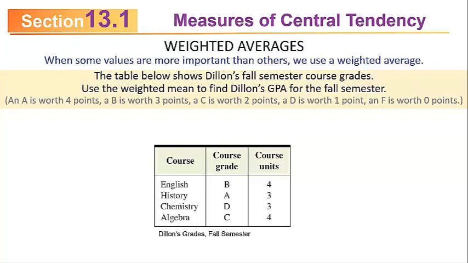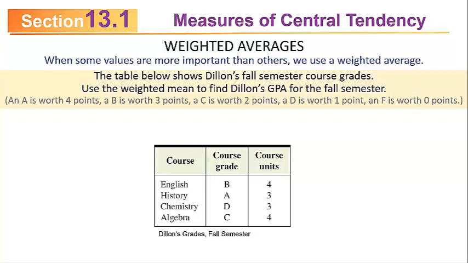An A is worth 4 points, a B is worth 3 points, a C is worth 2 points, a D is worth 1 point, and F is worth 0 points. The table shows you the courses in the first column, the course grades in the second column, and the course units, which are basically just credit hours for each course, in the third column.